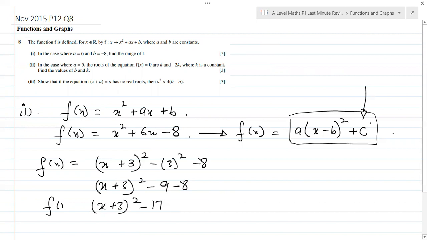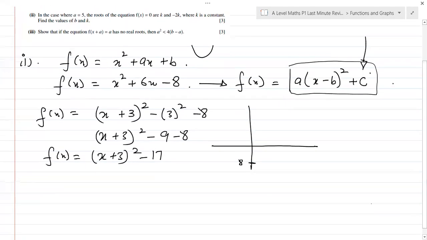So the function f(x) would always be greater than, since this is positive, it's going to have a positive shape. It's going to be like this. It's going to have a minimum point. And since this is 0, if we make these two 0, we get negative 8. So it's going to intersect at negative 8. So let's say negative 8 is right over here. That's the point of intersection at negative 8. And the minimum point would be negative 3, negative 17.